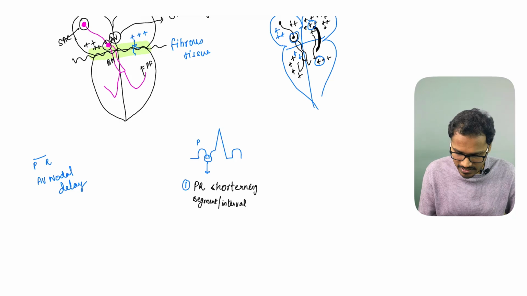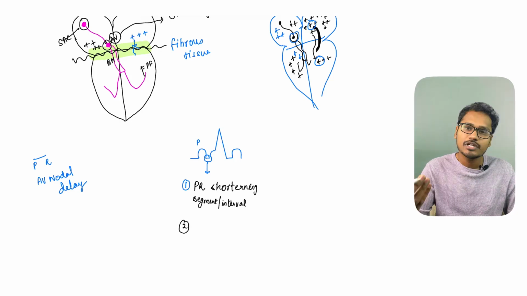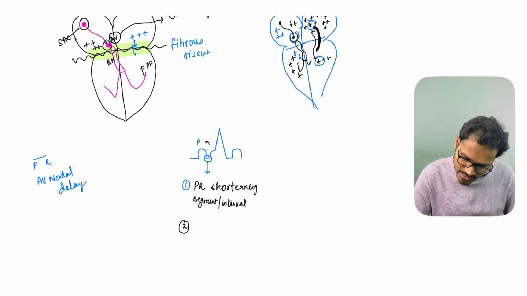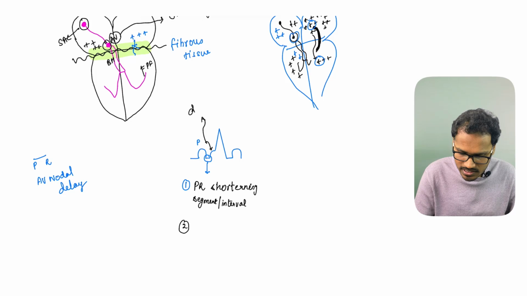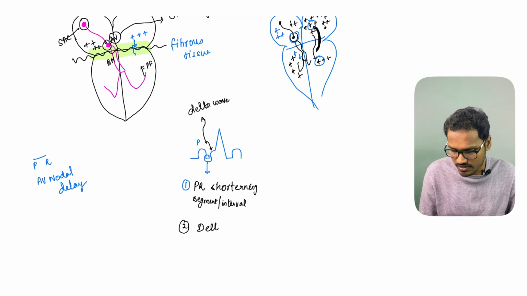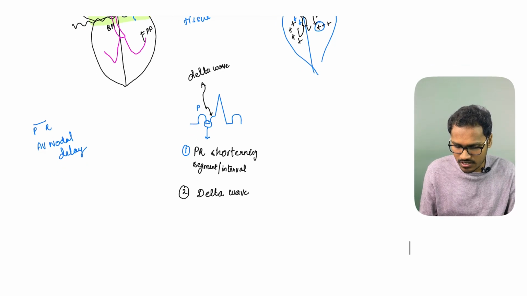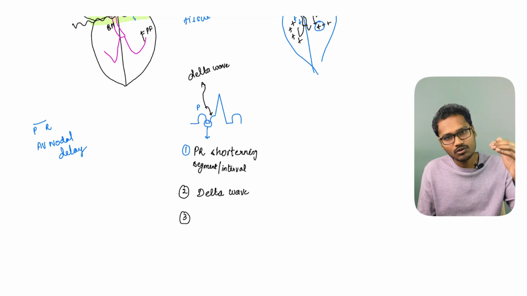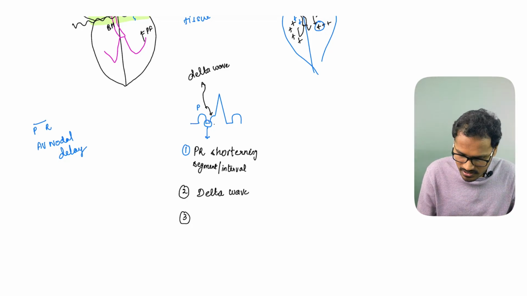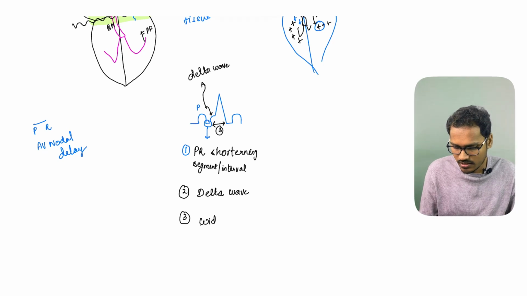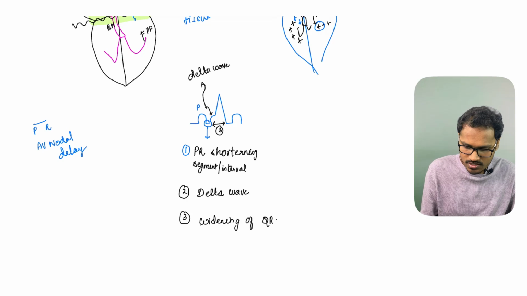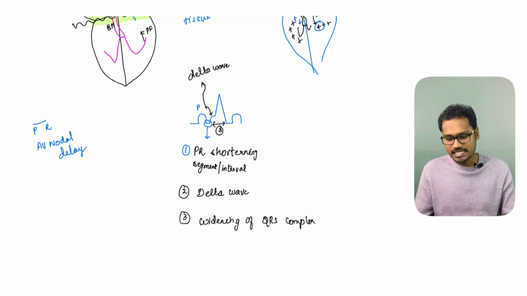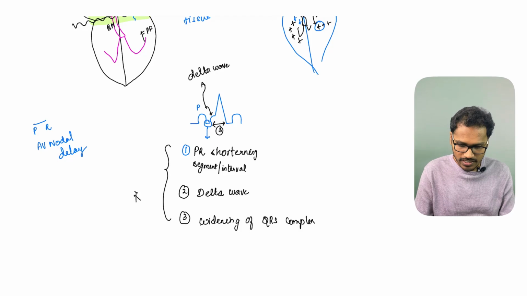So the first finding is PR interval shortening. The second thing is, since the impulses have reached the ventricle earlier, there is a generation of this type of small elevated wave. This has been given a special name called the delta wave. So the second finding is the generation of the delta wave. And the third one, as you can see here, because of this delta wave generation and the original impulse reaching the ventricles, there is widening of the QRS complex. So these are the three classical ECG findings you will find in Wolf-Parkinson-White syndrome.